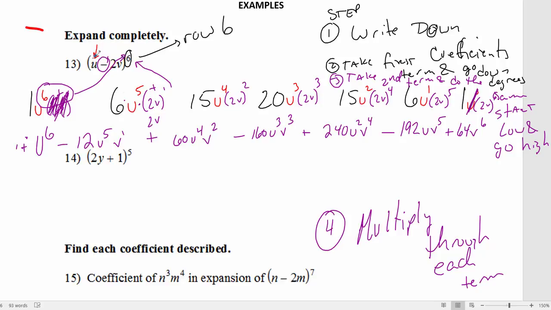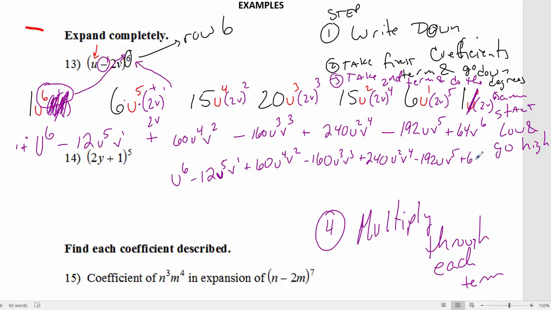Now let's rewrite this a little more coherently. Okay, so our answer, we got u to the 6 minus 12 u to the 5, v to the 1, plus 60 u to the 4, v to the 2, minus 160 u to the 3, v to the 3, plus 240 u squared, v to the 4, minus 192 u, v to the 5, plus 64 v to the 6.